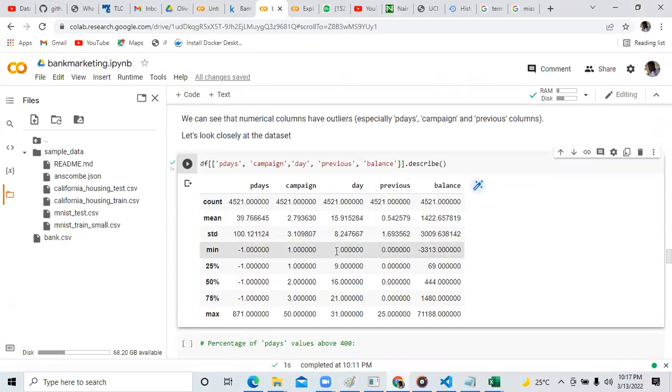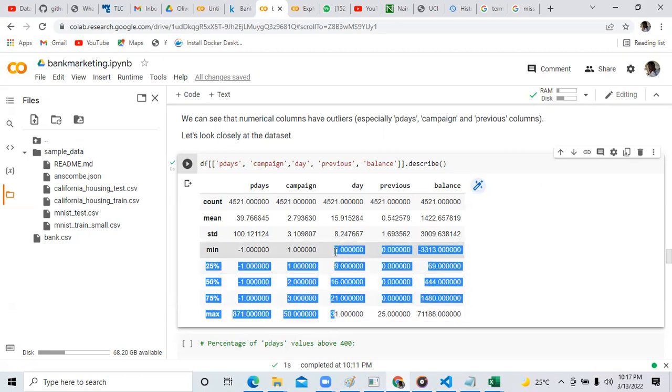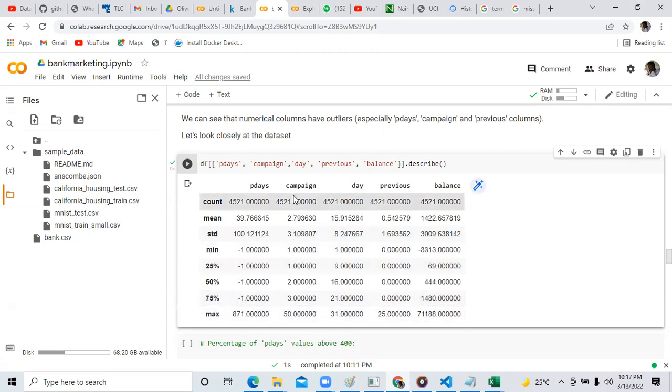Minimum is 1, which is 0%. 25% is 9. 50% is 16. 75% is 21. And 100% is 31. It looks like a balanced data set to me. Unlike campaign, where you have 1 at 0%, 25% is 1, 50% is 2, 75% is 3, and the maximum is now 50. I wish I had words to explain or frame this better, but does it make sense to you?